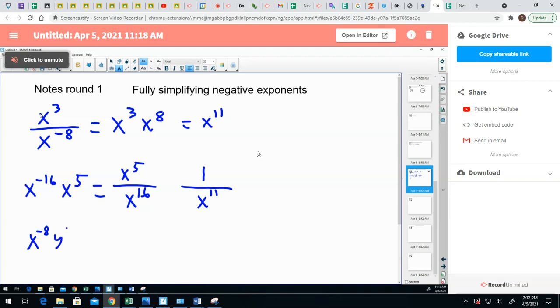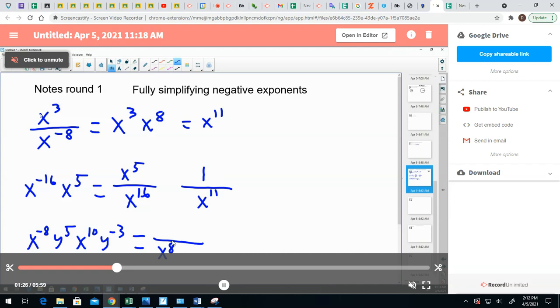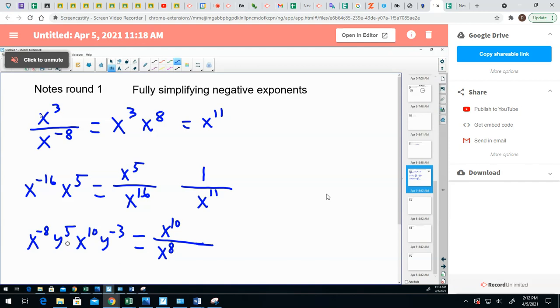Now we have x to the minus 8, y to the 5th, x to the 10th, y to the negative 3rd. All right, so we're going to move x to the 8th to the bottom. Now notice how I'm going to write x to the 10th right over x to the 8th. So we keep x's with x's. Then y to the 5th stays on top. y to the negative 3rd moves to the bottom. And we can simplify those. 10 minus 8 is 2. 5 minus 3 is also 2 on top.